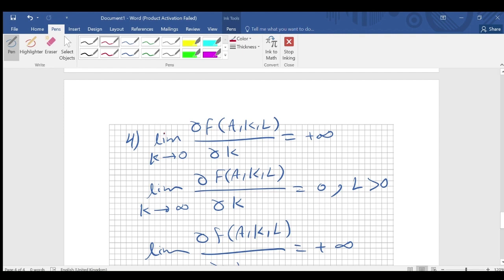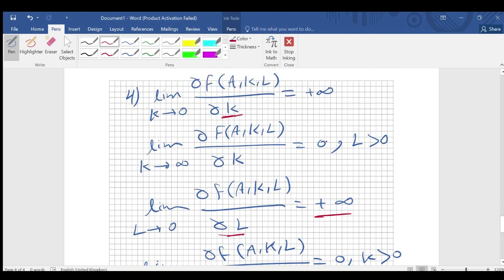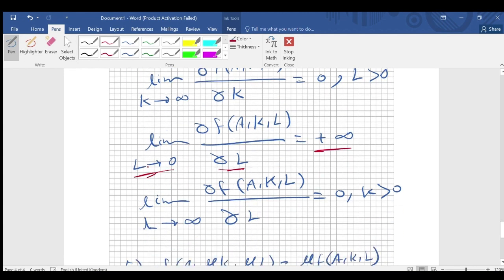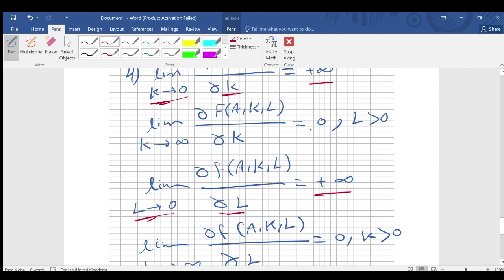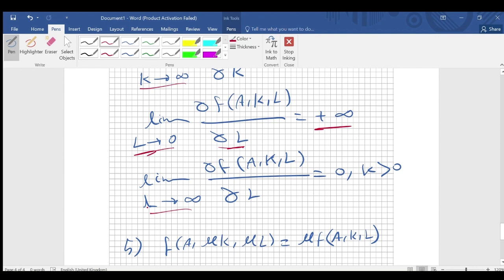The limit of the first derivative of our production function with respect to capital, or with respect to labor, tends to positive infinity when capital or labor goes to 0, and the first derivative tends to 0 when capital or labor goes to infinity.